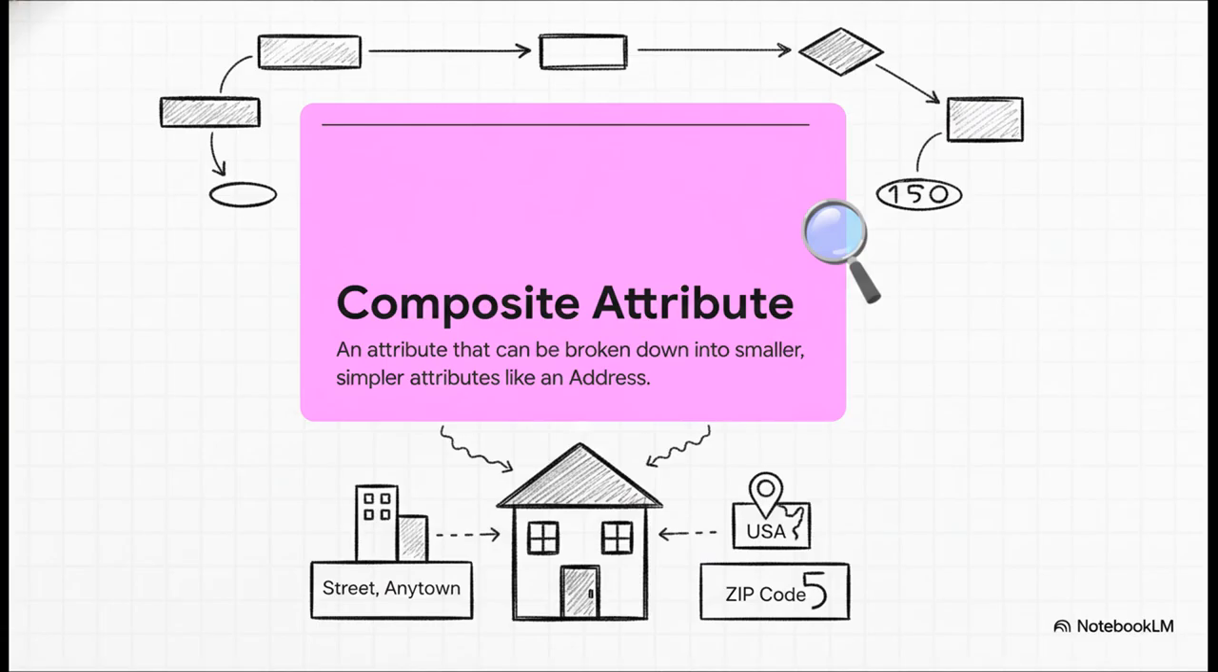First up is something called a composite attribute. All this means is that it's a piece of data that's really made up of smaller parts. An address is the perfect example. You could just have one big field for address, but that's not very useful, is it? What if you wanted to find everyone who lives in a certain city? You'd have to search through a giant block of text. It's way better to break it down.